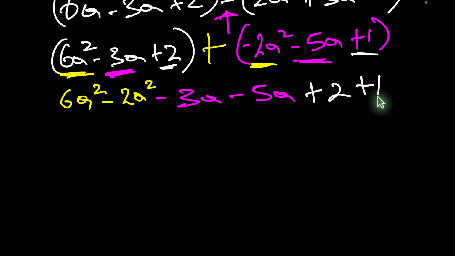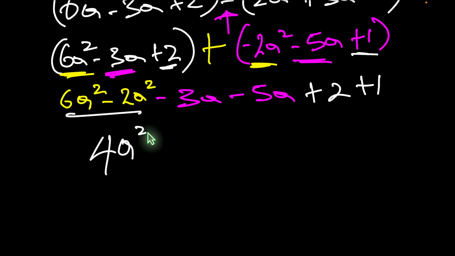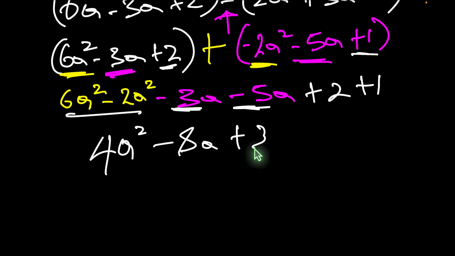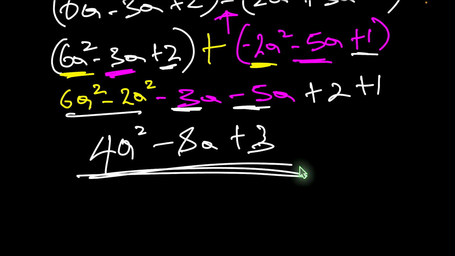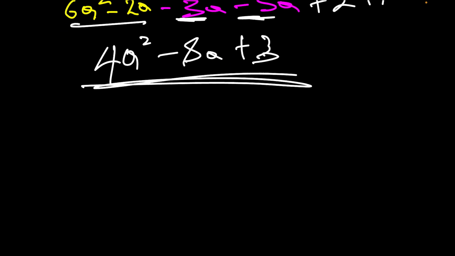And just simplify it. So 6a squared minus 2a squared, it's just 6 minus 2 we're doing there, so 4a squared. And we're increasing in negative: negative 3 there, minus 5, so that's just negative 8a. And 2 plus 1 is 3. And that's done right there: 4a squared minus 8a plus 3. So that's that. Hopefully you get it, I'm not even saying hopefully, I know that you are smashing this.